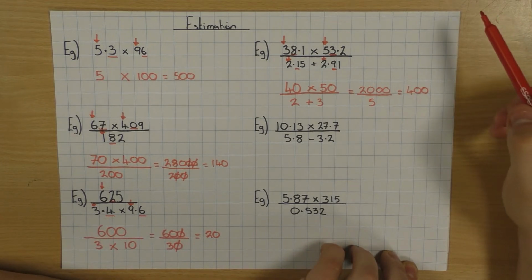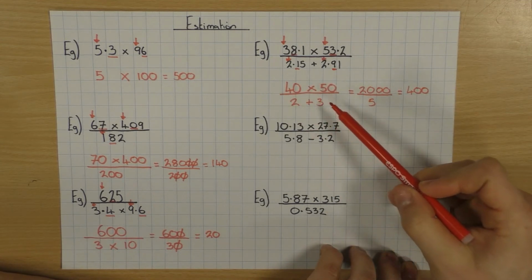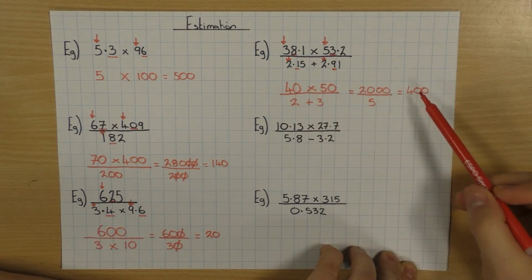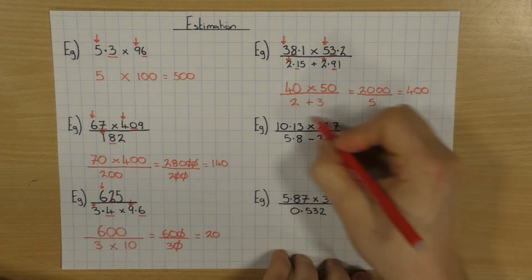Key thing with estimating, I probably should have said this at the start, is you must show your working. So whatever you round it to, you must show that in your answer. Okay, you can't just put 400 and that's it. You've got to show what you round it to. Okay, so let's have a look at this one then.